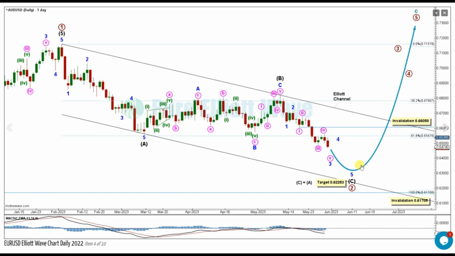Downside target for the shorter term is for C to reach equality with A, and that would happen at 0.62253. So decently close to our invalidation, but it's not uncommon for these second waves within a new impulse to retrace 80, 90, up to 99% of that wave. I'm expecting more downward movement that is supported by the technical charts as well, which we'll get into now.